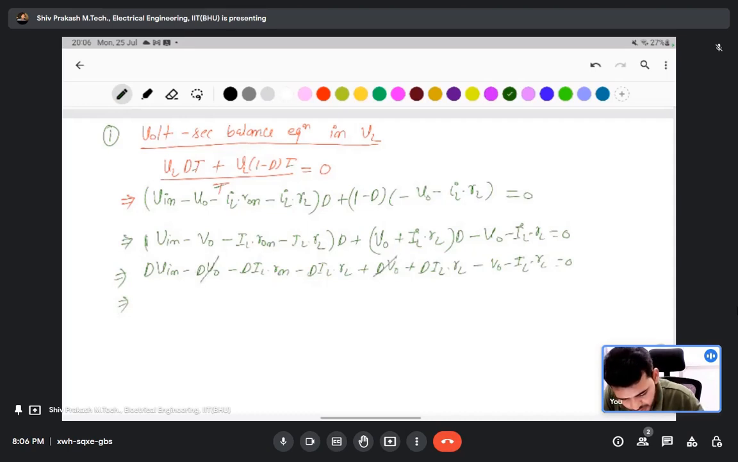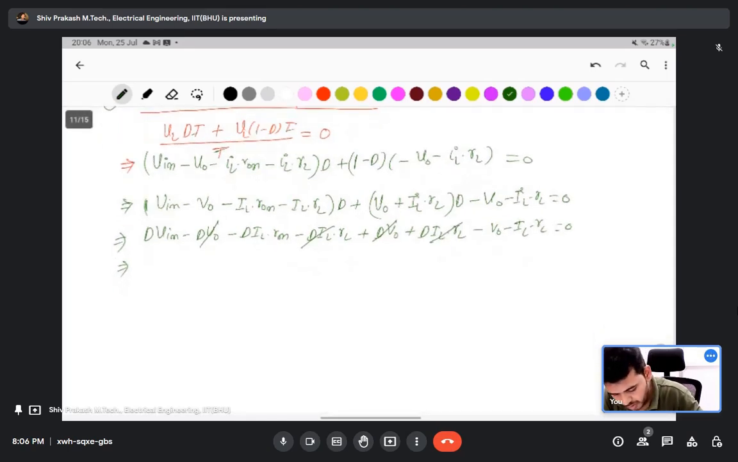D V naught cancels out. D IL into RL and IL into RL also cancel out. You find V in minus D IL into R on minus V naught minus IL into RL is equal to 0.